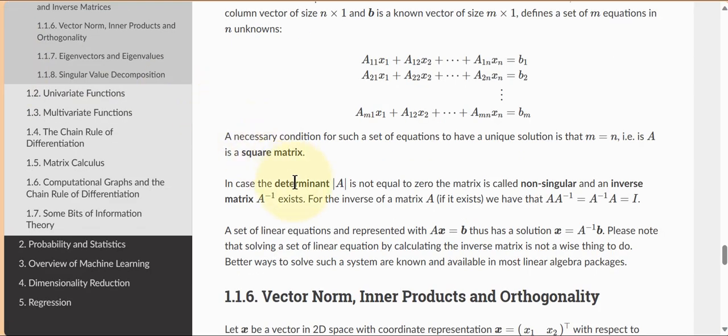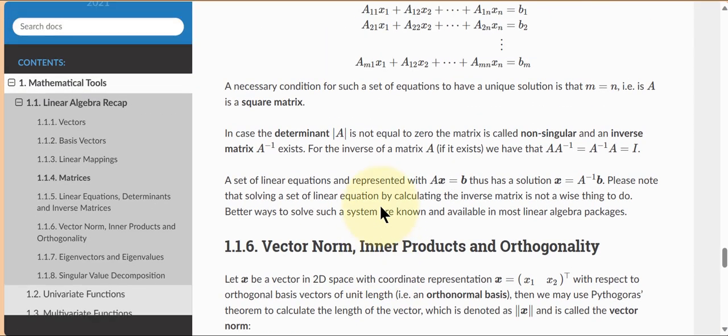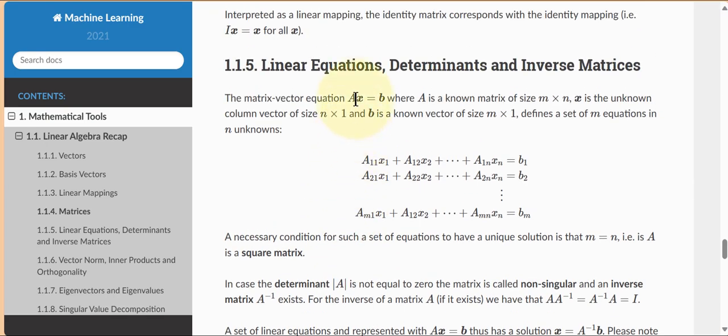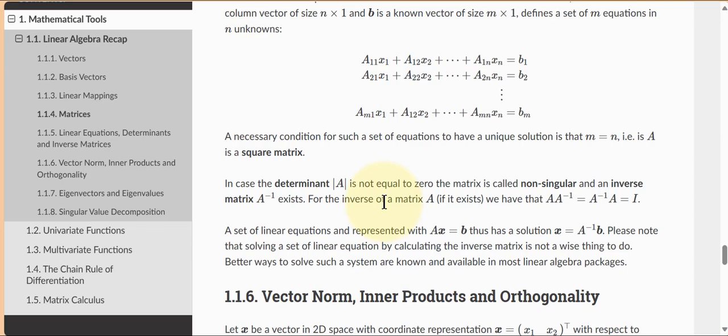Okay, so now he talks about the determinant, which he hasn't explained what it is yet. But I guess, again, we're assuming that this is a review. So in case the determinant of the matrix A, this matrix A, is not equal to 0, the matrix is called non-singular. And in that case, A has an inverse. Now again, he hasn't explained what the word inverse means yet, but I guess this is just supposed to be a review. So as a review, let's say that we know what determinant means, and if the determinant is not 0, then A has an inverse.